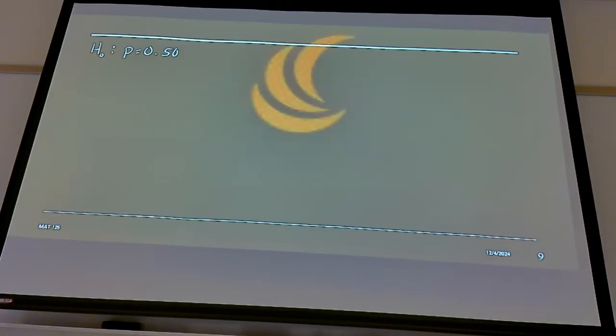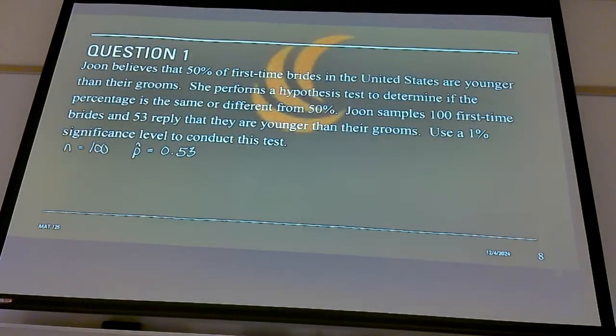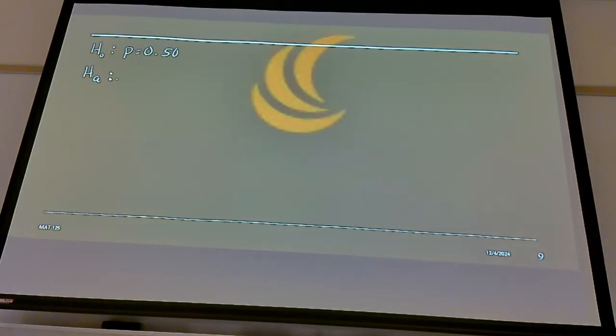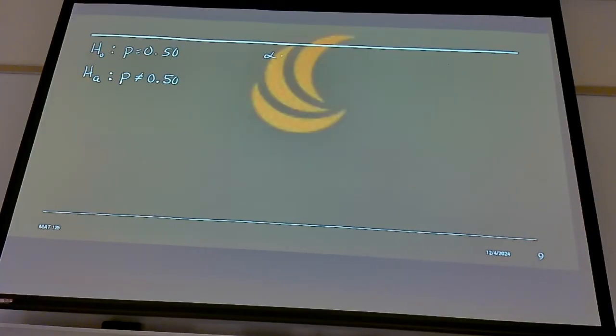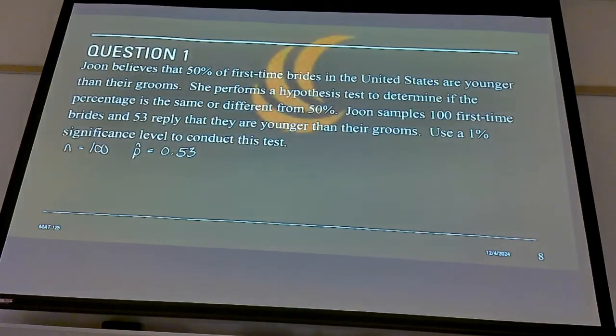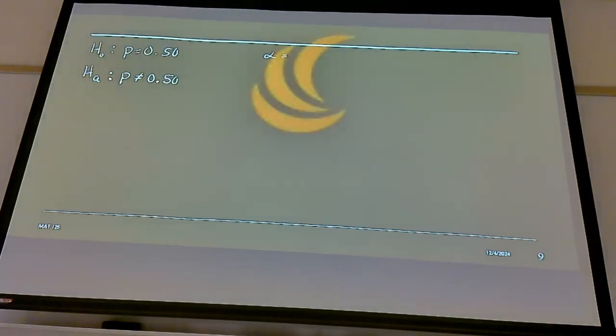What is the alternative? P is less than, because it's younger. Does not equal. What's the level of significance? 0.01.